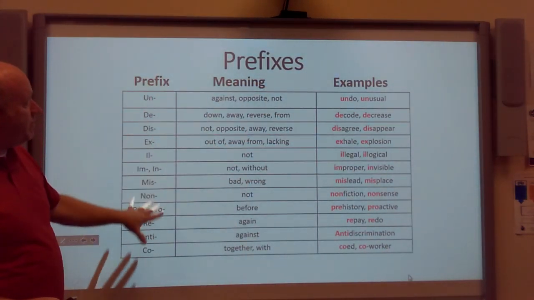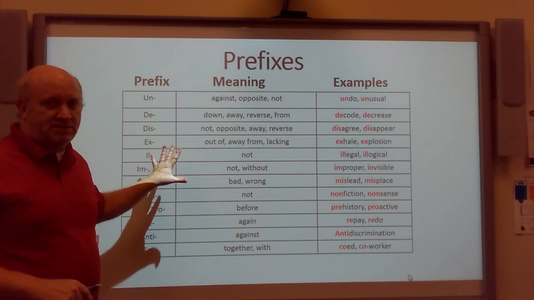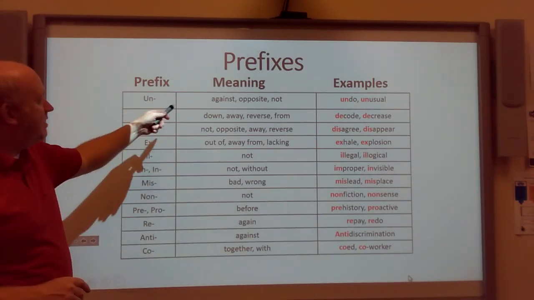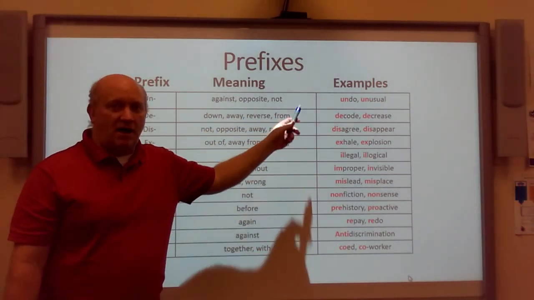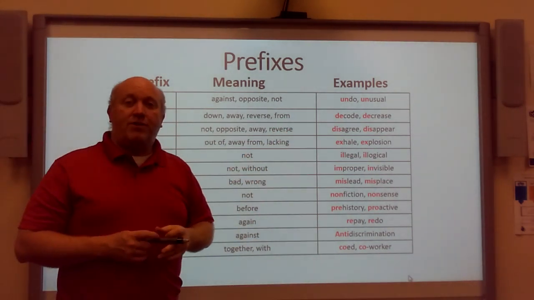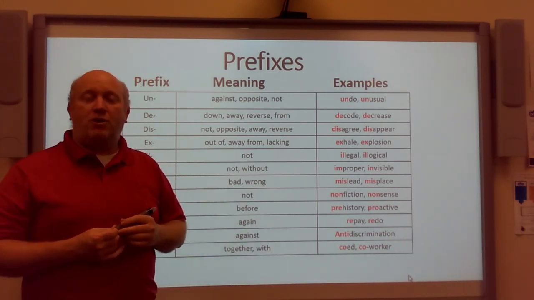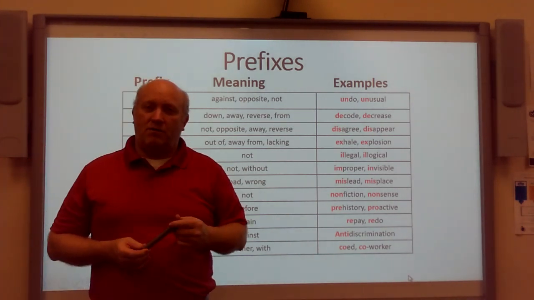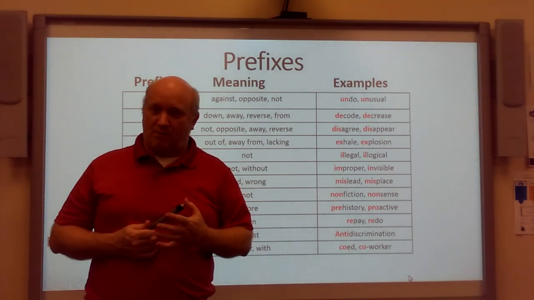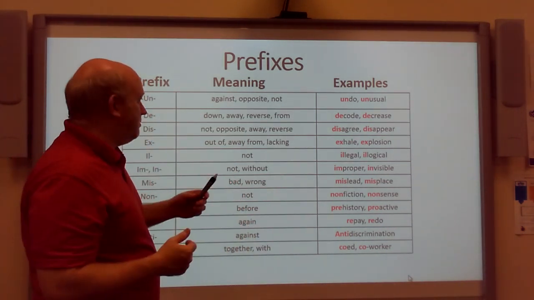Some commonly used prefixes. There are more than this, but these are the most commonly used in the English language. Un means against, opposite, or not, like undo, unusual. For example, the heat and humidity is not unusual in South Mississippi in the summertime. That means it's usual, it happens, but it's not unusual.